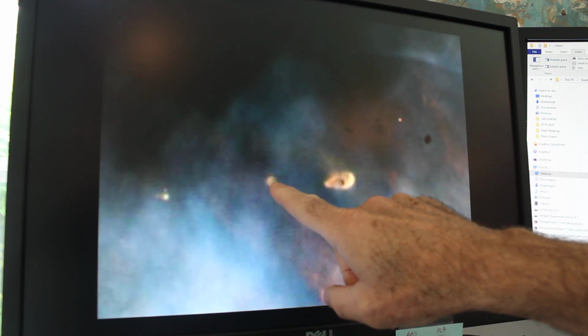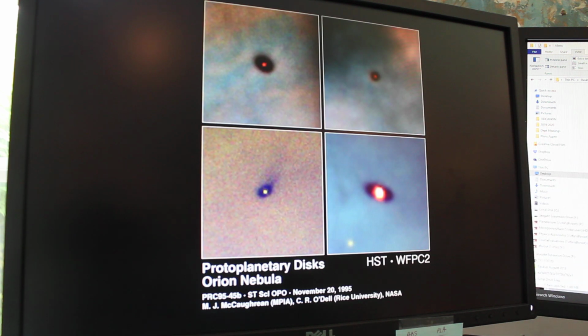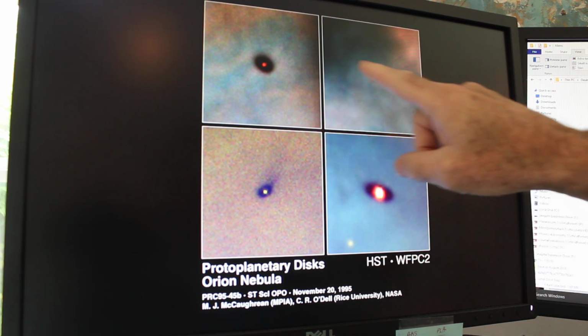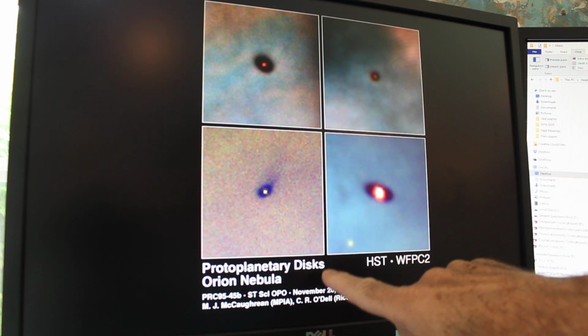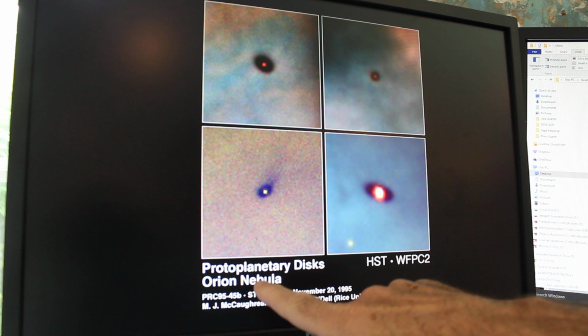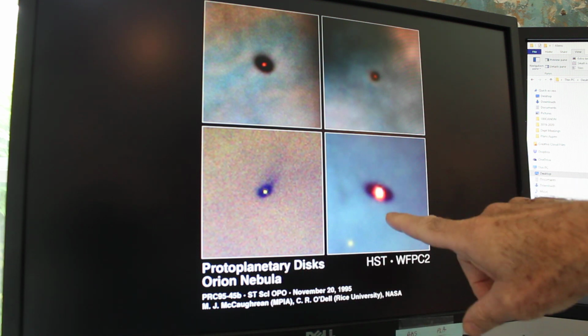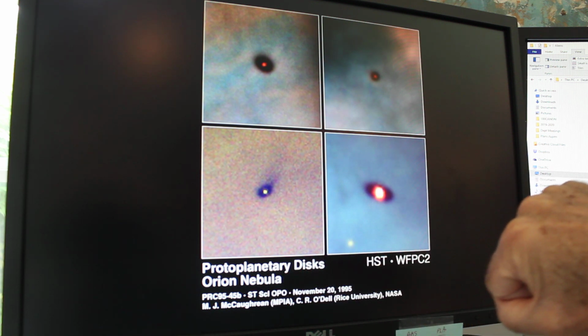Here's a close-up of that. You can see the disks here. Here's another disk up here. This is a disk too. These are new stars being formed in this giant molecular cloud of gas and dust. Here's more of them. Every one of those is what we call a protoplanetary disk. Proto means before, so they're before they're planets. This is the disk out of which the planets will form.